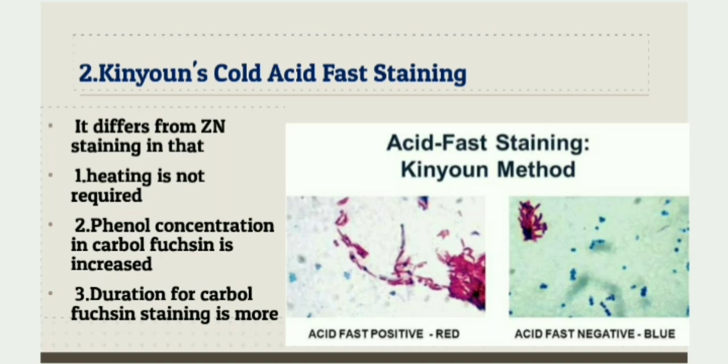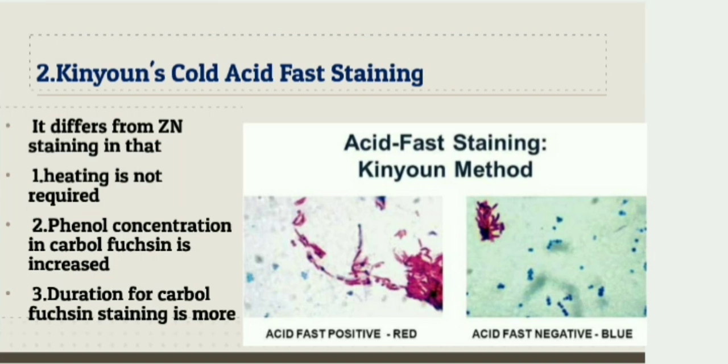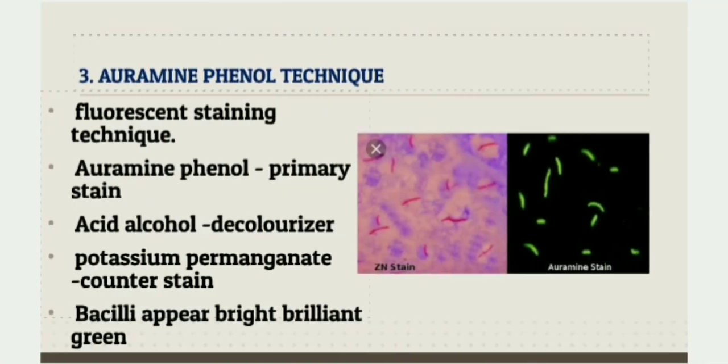The third method of direct microscopy by acid fast technique is the auramine phenol technique. Basically, it is a fluorescent staining technique where it uses auramine phenol as the primary stain, acid alcohol as decolorizer, and potassium permanganate as counter stain. In this fluorescent technique, the bacilli appear bright, brilliant green against the dark background. Smears are screened by using the 20x objective, hence can be screened faster. It is used by the RNTCP in laboratories having higher sample load.